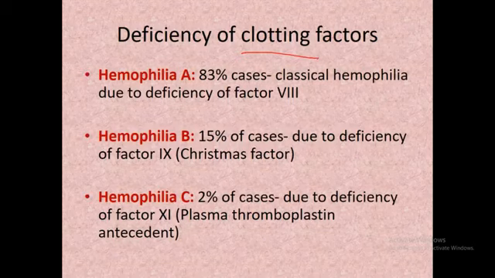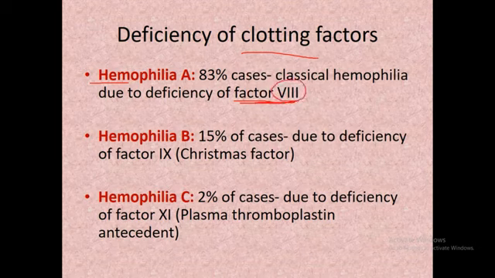Now coagulation disorders. Deficiency of clotting factors. So hemophilia: hemophilia A, hemophilia B and hemophilia C. Hemophilia A is present in 83% of cases. Classical hemophilia is due to the deficiency of factor 8. What is factor 8? It is the anti-hemophilic factor.